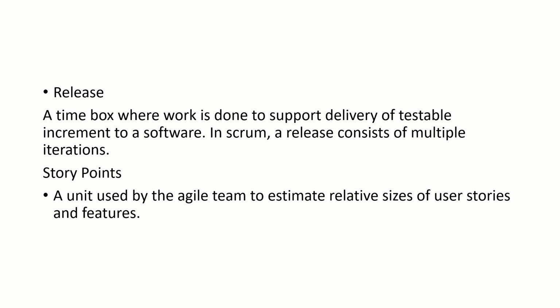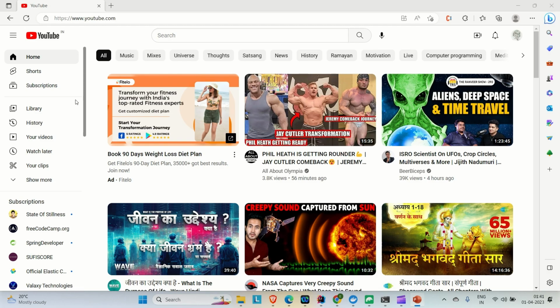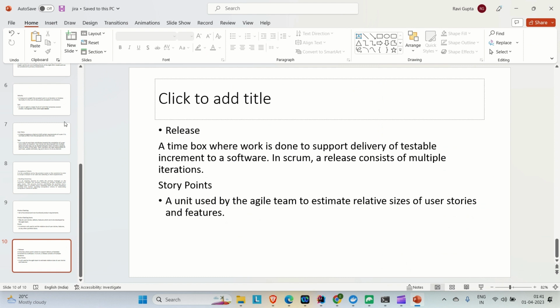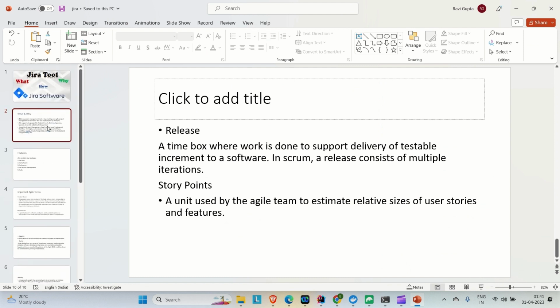What is story point? A unit used by the agile team to estimate the relative size of the user stories and the features. It is the same as the point. Now coming to the next. So these are some important terms related to Agile. Okay, now let me go to the PPT and some of the common things.